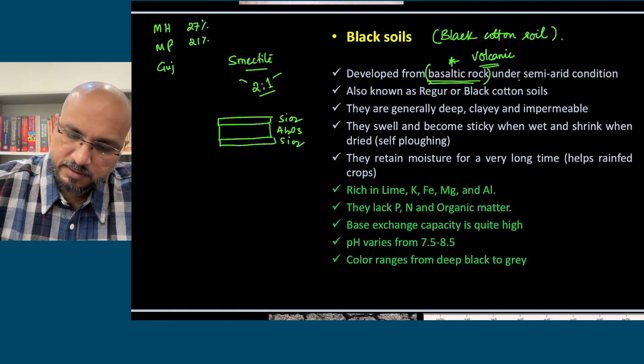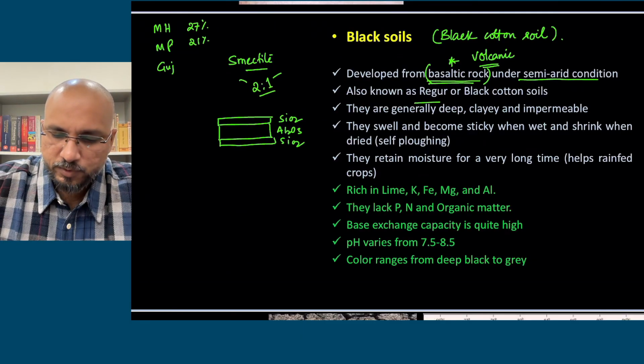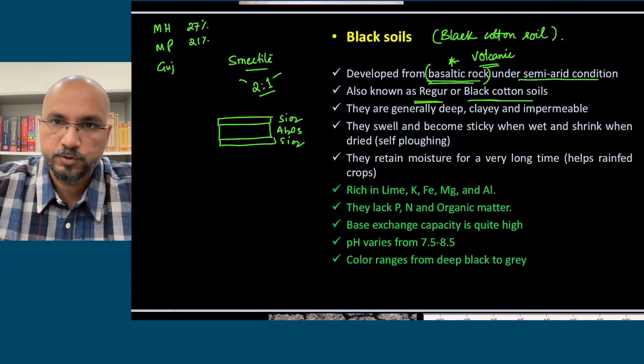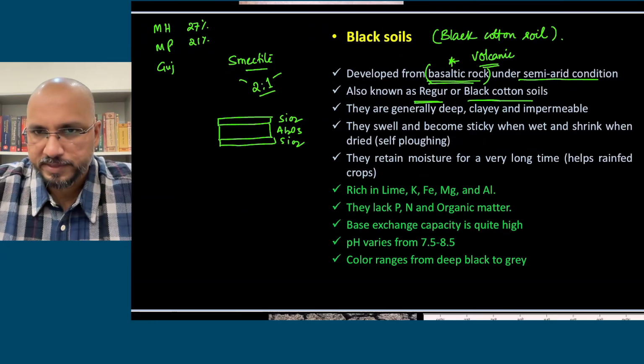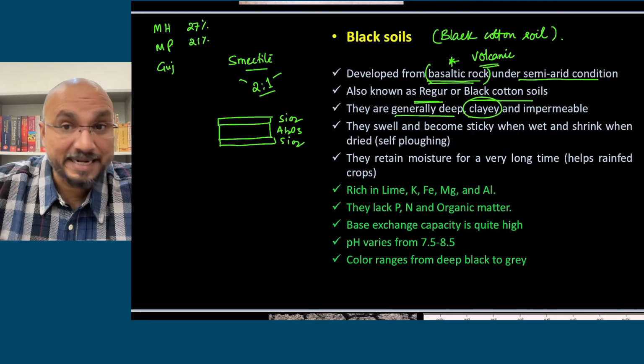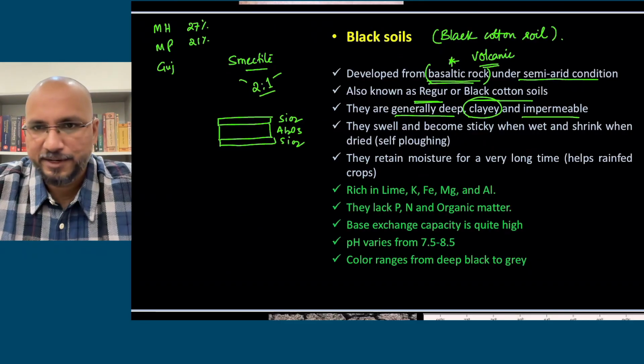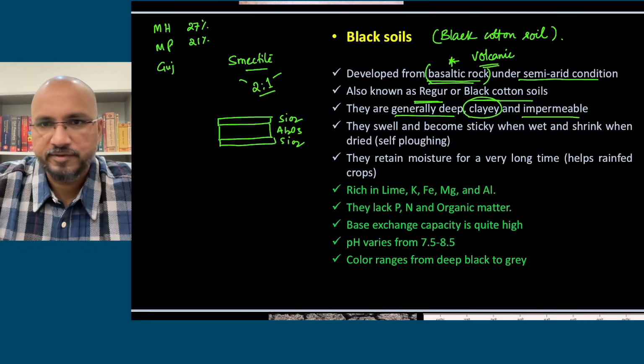So it is developed under semi-arid condition. It is also known as regur soil or black cotton soil. Regur soil भी बोलते हैं, black cotton soil भी बोलते हैं. They are generally deep clayey, बताया था smectite clay होते हैं, and they are impermeable. इतना easily पानी infiltrate नहीं होता है because of the higher amount of clay content.